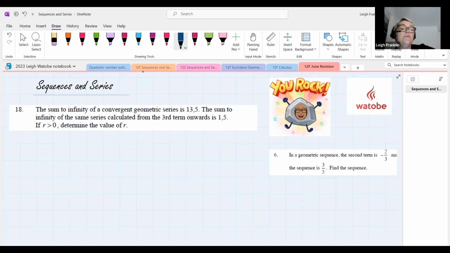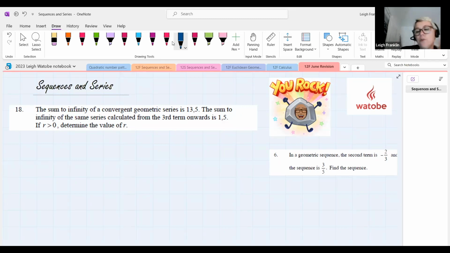Okay, so the first question says to us, the sum to infinity of a convergent geometric series is 13,5. The sum to infinity of the same series calculated from the third term onwards is 1,5. If r is positive, so if r is greater than 0, determine the value of r.